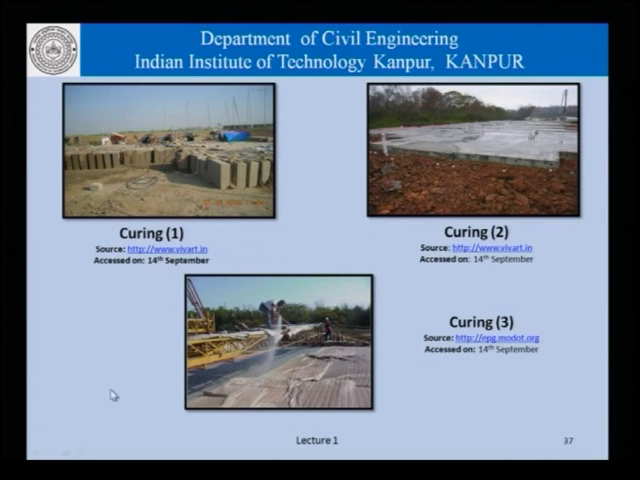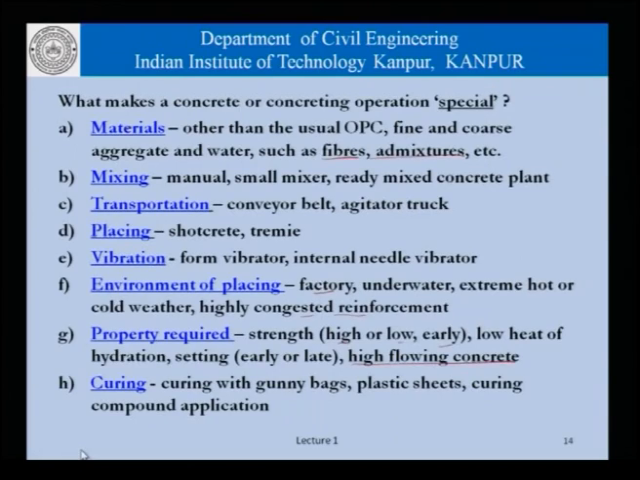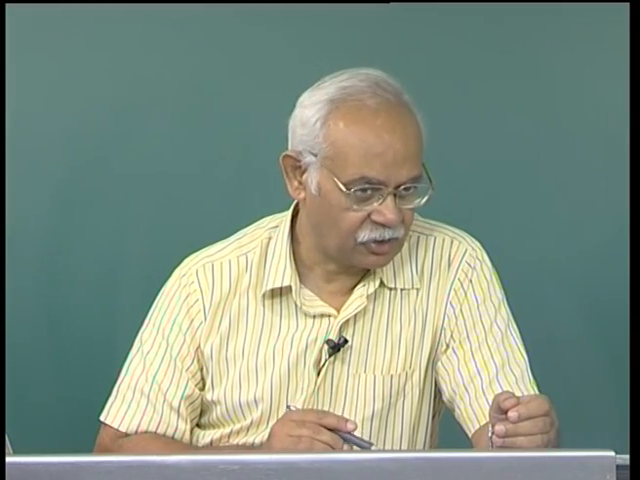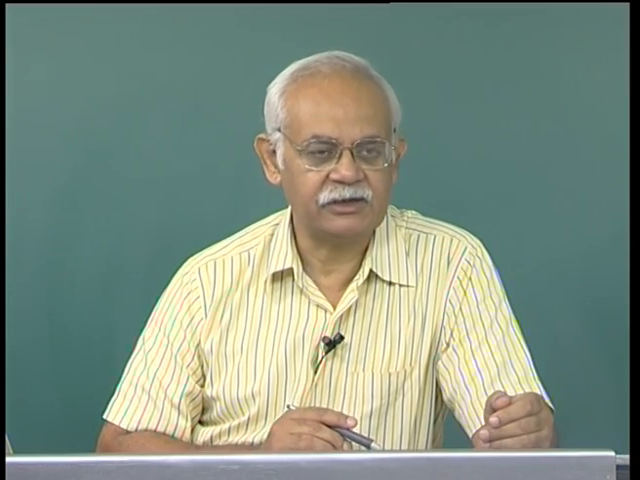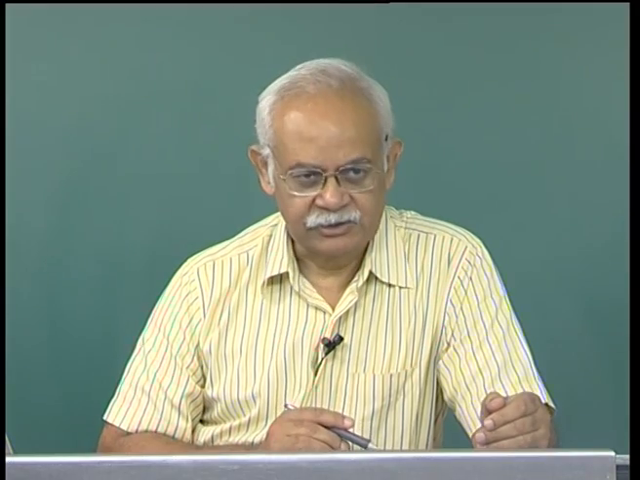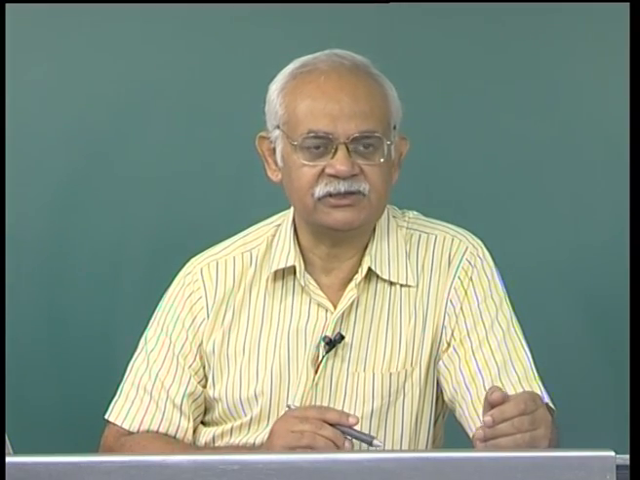As far as curing is concerned, these pictures here show three examples where curing is being done with gunny bags or plastic sheets, or application of water and curing compounds from outside, and so on. So the moral of the story is that each of these processes has a normal range, and once we deviate from that range, this construction process becomes special, and therefore we need to use special concretes and special materials, and be aware of that in our thinking as far as quality control, specifications, and test methods are concerned.